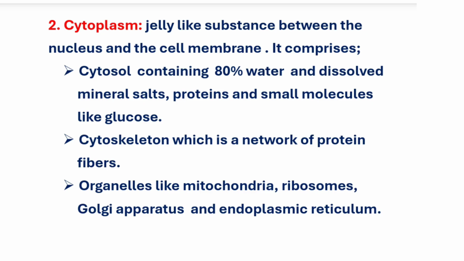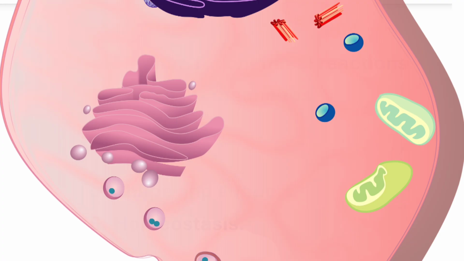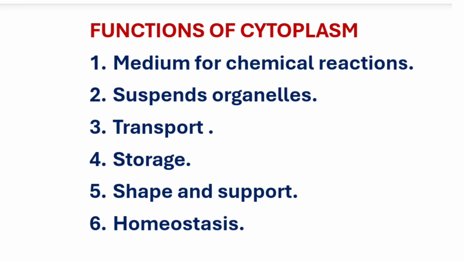It contains small specialized structures like mitochondria, ribosomes, Golgi apparatus, and endoplasmic reticulum. Functions of the cytoplasm. It's a medium for most of the chemical reactions like glycolysis, and many metabolic pathways occur in the cytosol. It suspends most of the organelles and holds them in position. It moves organelles around the cell and allows movement of materials inside the cell by cytoplasmic streaming.